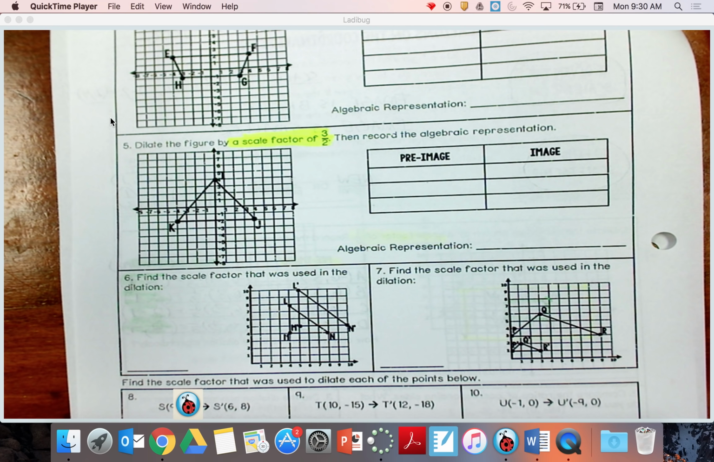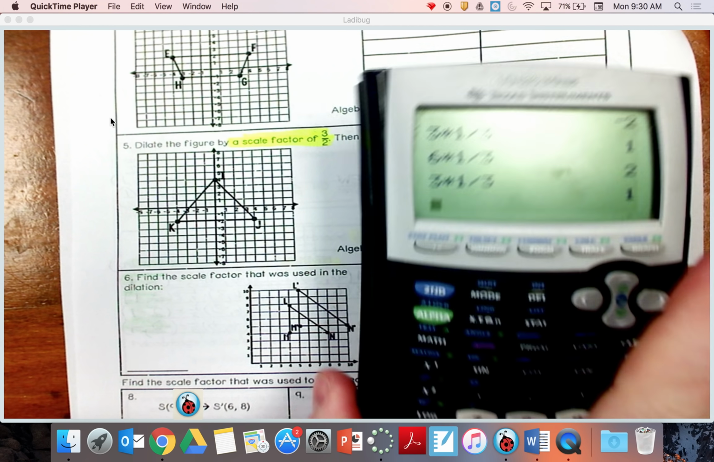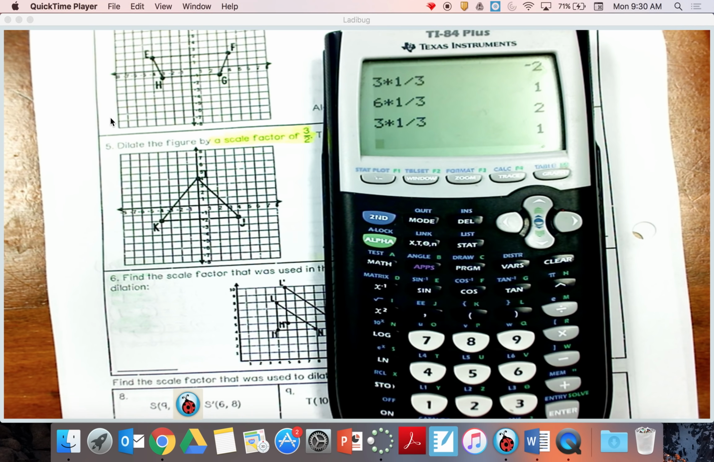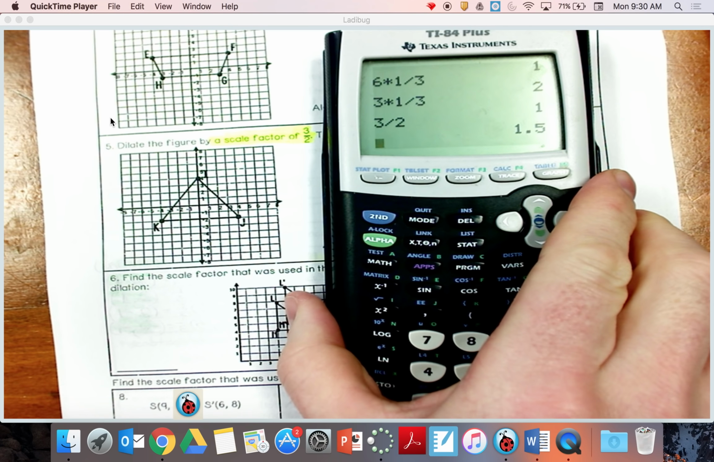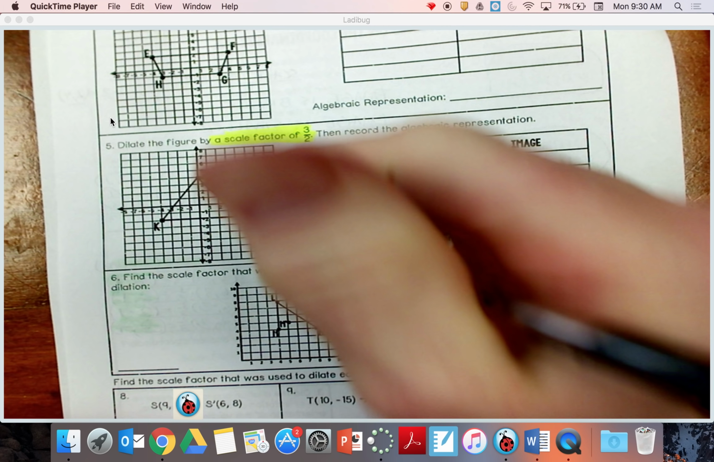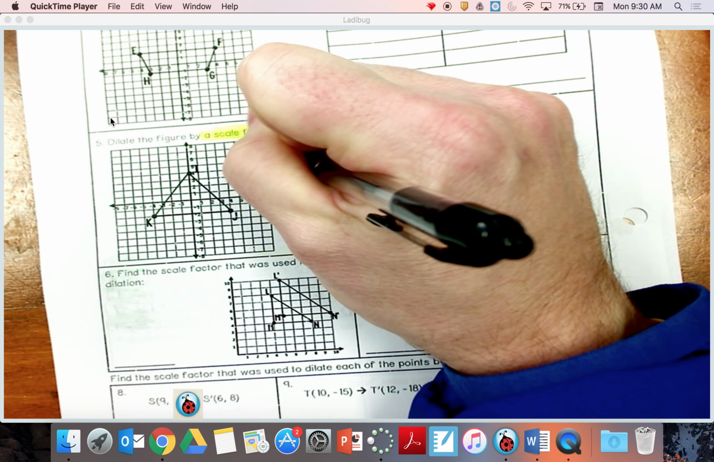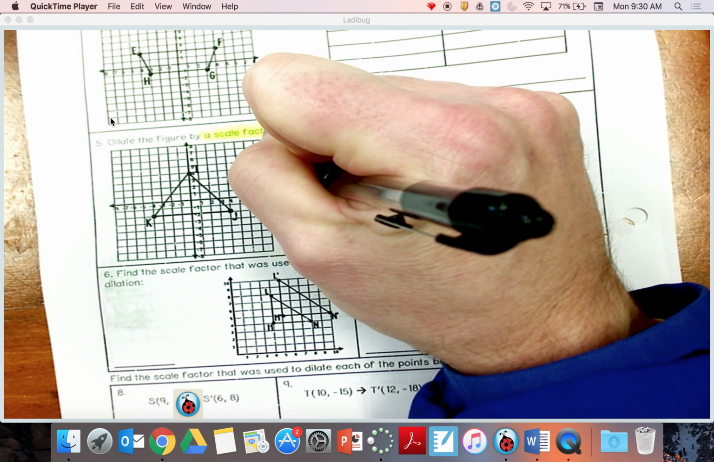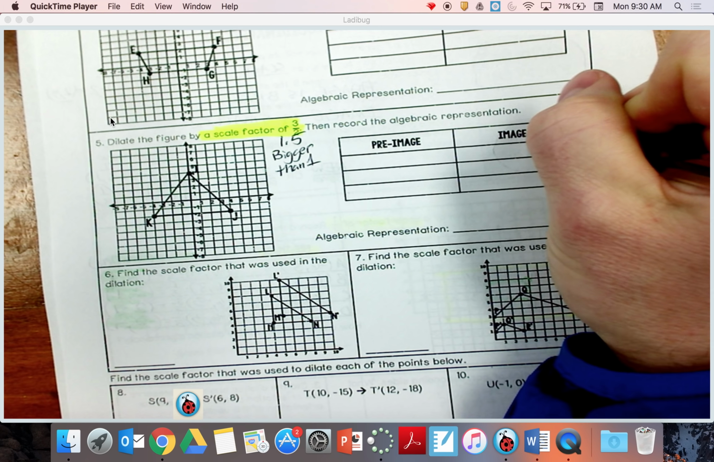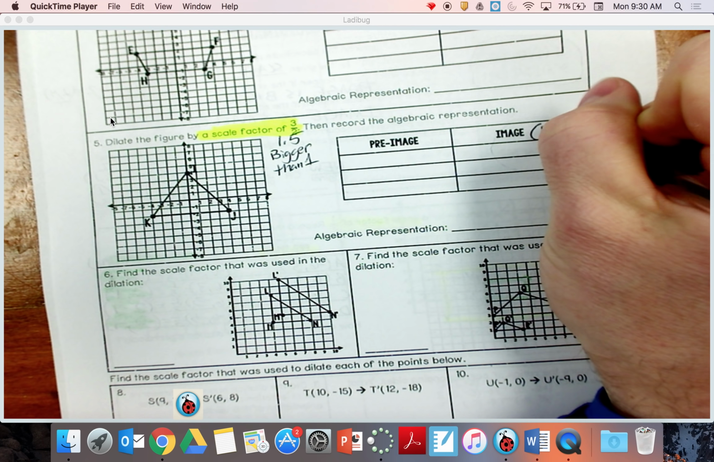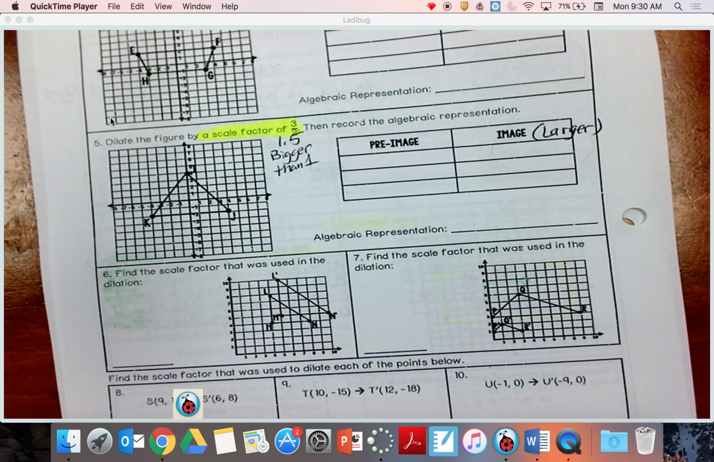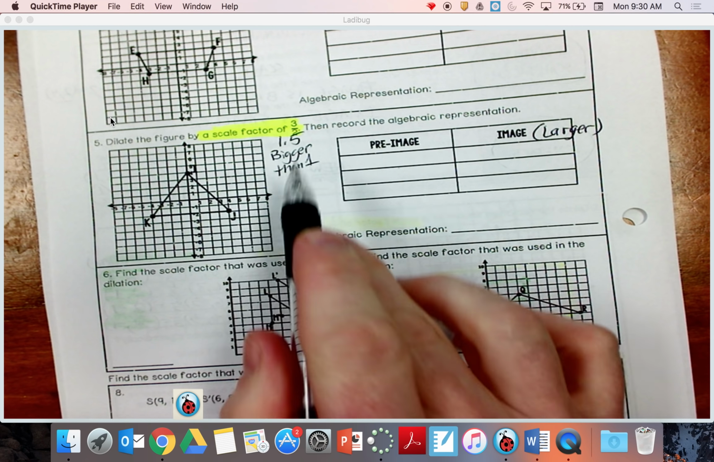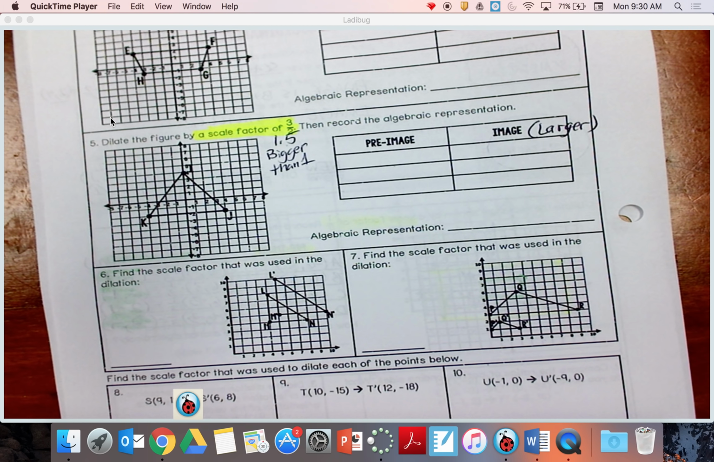And then we will be able to see. Well, let's think about it. 3/2, is that bigger than 1 or smaller than 1? If I take 3 divided by 2, it gives me 1.5. Since this is 1.5, it's bigger than 1. So my image is going to be larger. It's going to grow. So I should end up with a bigger triangle in this case. So first things first, I need to know what to multiply by the 1.5 to find my new points.